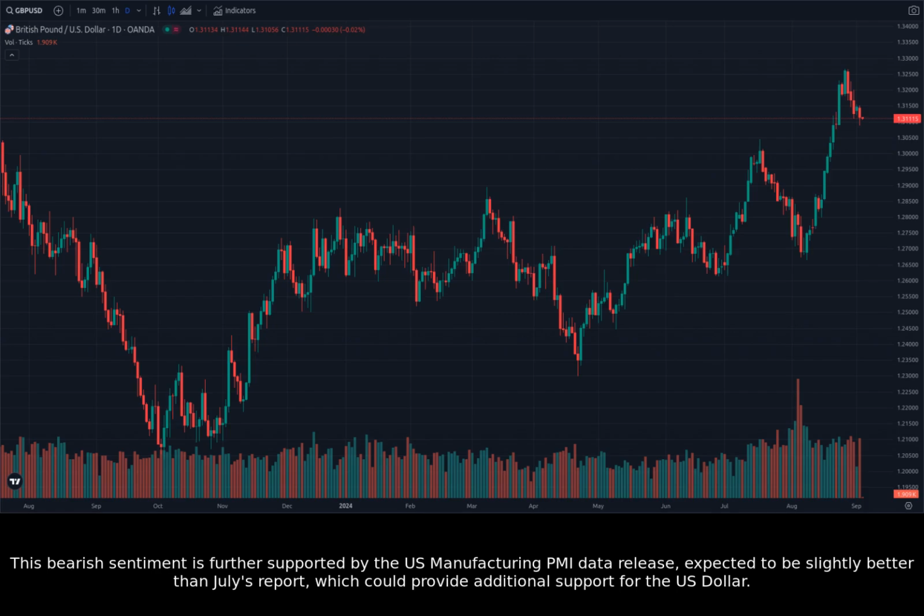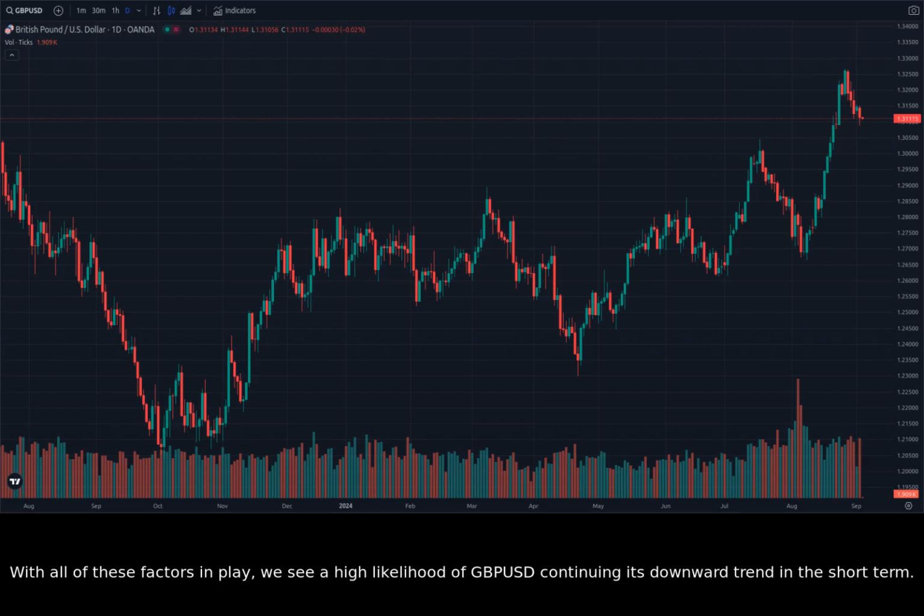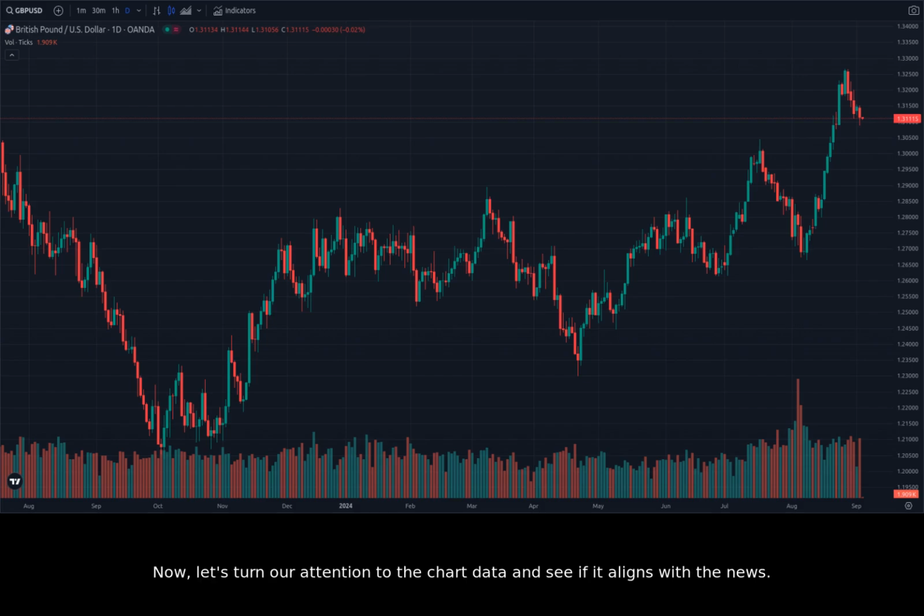This bearish sentiment is further supported by the U.S. manufacturing PMI data release, expected to be slightly better than July's report, which could provide additional support for the U.S. dollar. However, a significant decline in the PMI's employment component could indicate weakening labor market conditions, potentially hindering the U.S. dollar's strength. With all of these factors in play, we see a high likelihood of GBPUSD continuing its downward trend in the short term.